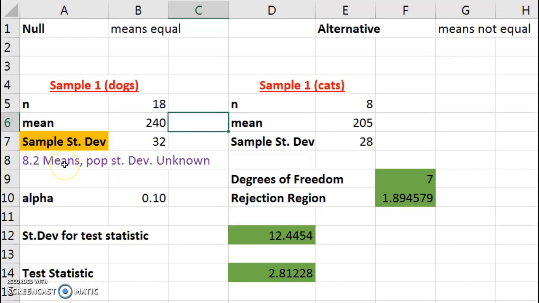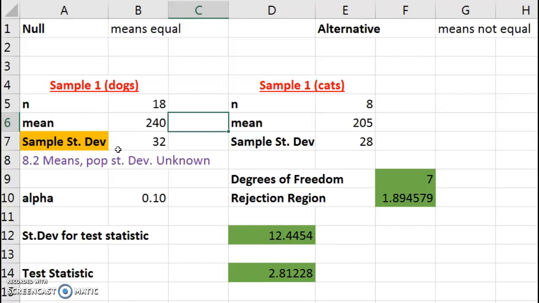The main thing, the way you know you're working with 8.2, is you're looking for means, but the population standard deviation is unknown. Instead, you're given sample standard deviation. We're going to have to use that as we use our test statistic, and that means we're working with the t-distribution instead of the normal distribution.